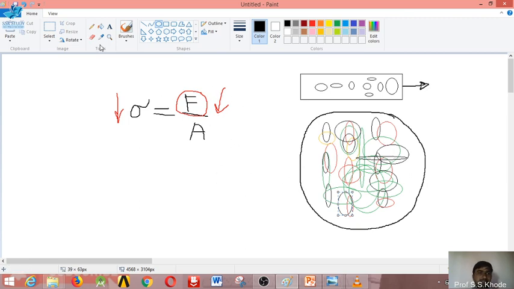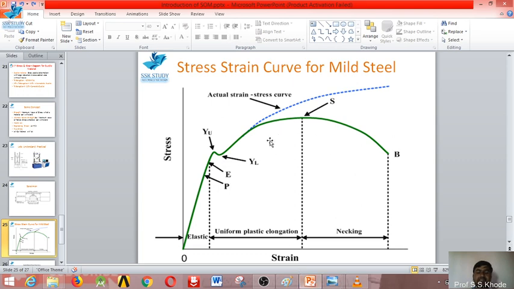So in that case, if you erase this particular point, due to the further application of load, the internal resistance force goes on increasing, and due to which the stress also goes on increasing. This is what actually happens in this case.